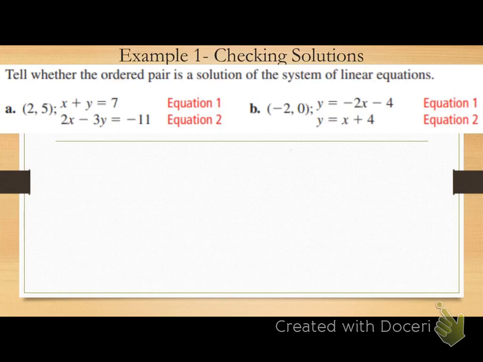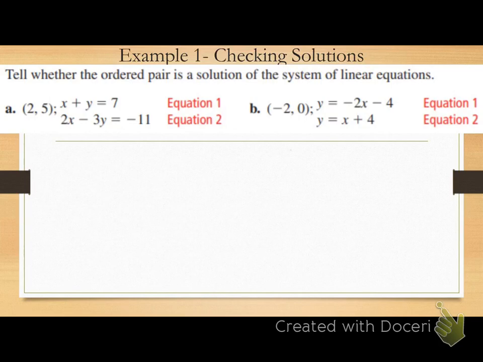Example 1, tell whether the ordered pair is a solution of the system of linear equations. So each example gives me an ordered pair and a system of equations. How do I know if an ordered pair is a solution of a system of equations? Yeah, it makes both equations true. So how do you think I'm going to check this? Plug in for x and y into both equations, because I've got to make sure it works for both equations.